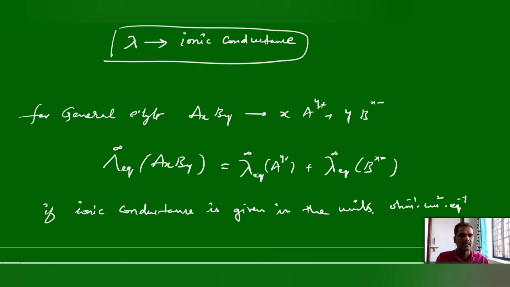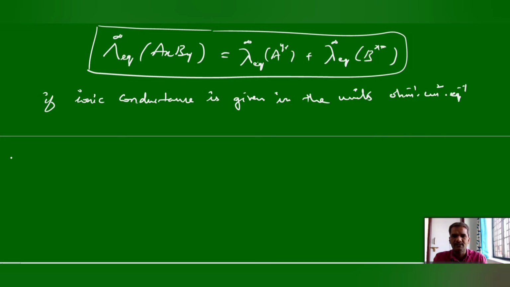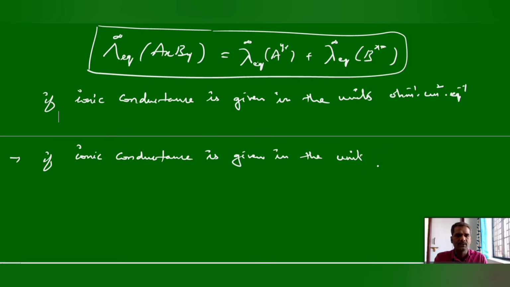If the units are like this, ionic conductance, then you can use this formula. Otherwise, this formula will change. Or else, if ionic conductance is given in the unit ohm inverse centimeter square mole inverse, then you will not get this formula, then the formula will be changed. In that case, we will get lambda equivalent of AXBY.